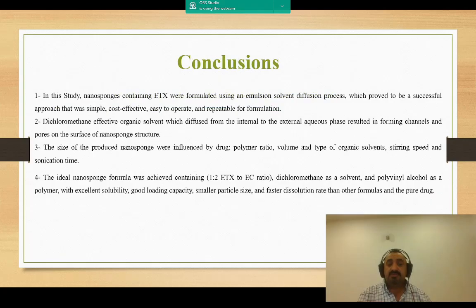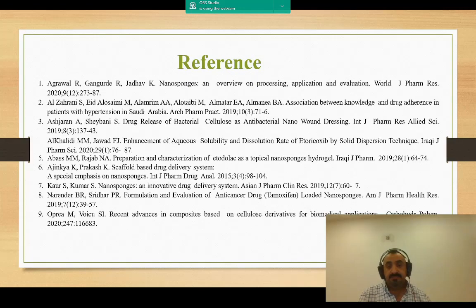Conclusion: in this study, nanosponge containing Etoricoxib was formulated using the emulsion solvent diffusion method. Dichloromethane is the organic solvent used in the internal phase and water in the external phase, and we study the effect of polymer to drug ratio, volume and type of solvent, stirring speed and sonication time on the formed Etoricoxib loaded nanosponge, where the ideal nanosponge was achieved with the ratio of 1 to 2 Etoricoxib to ethyl cellulose concentration. Thank you.